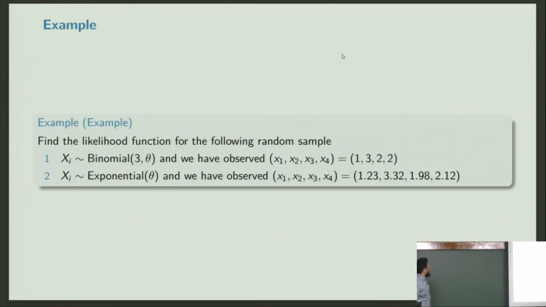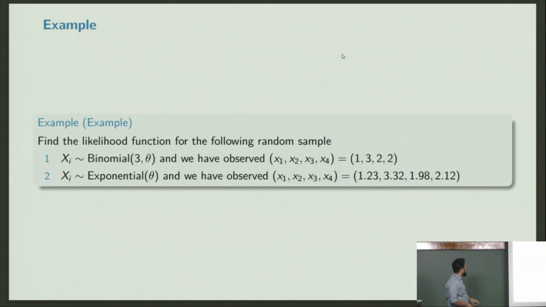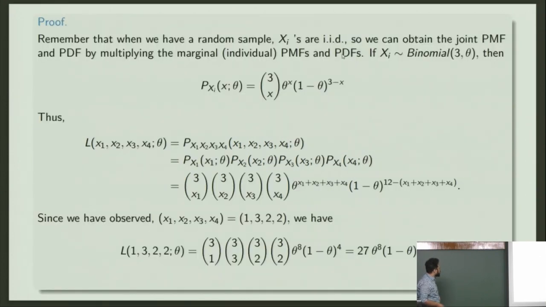Okay, so I may do the first one, let us say binomial 3, theta, and we have observed the samples 1, 3, 2, 2. Similarly, you can try exponential as an exercise. The binomial has 2 entries, but the first entry you specify as 3, and the parameter is theta. The exponential is a single parameter distribution. Again, you have some observations from there, and you may try to write down the likelihood function.